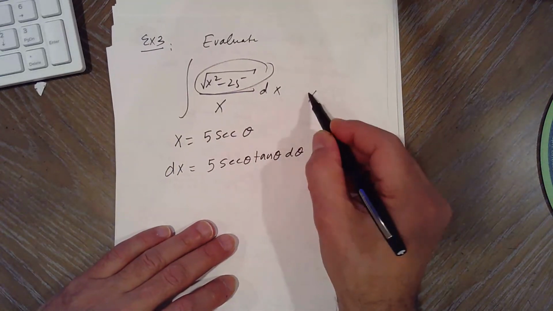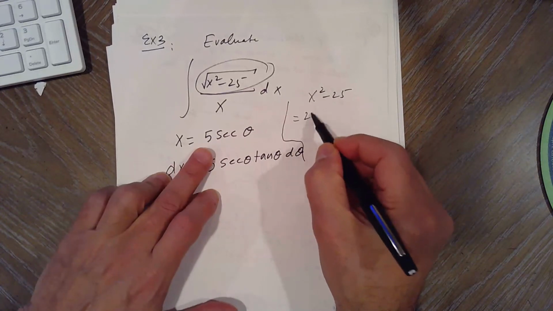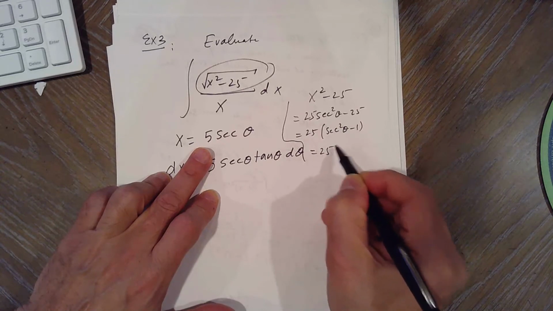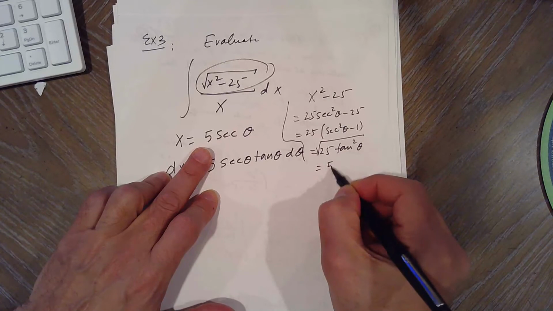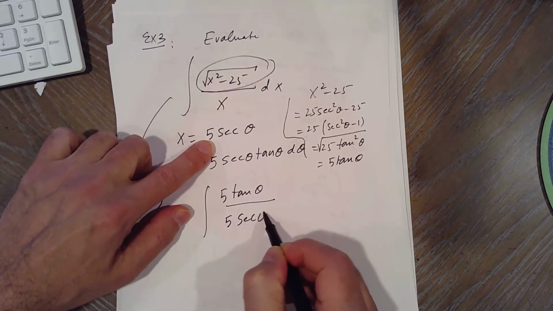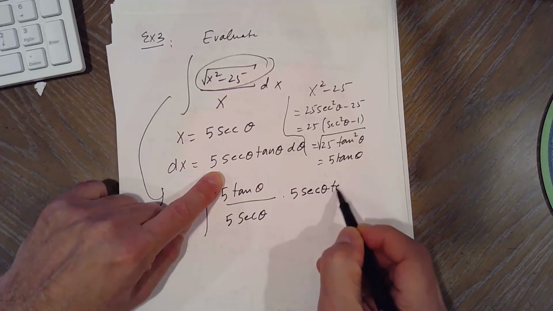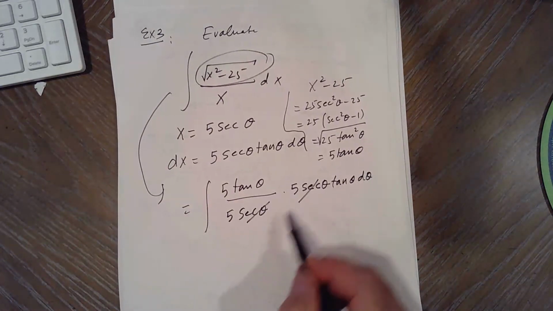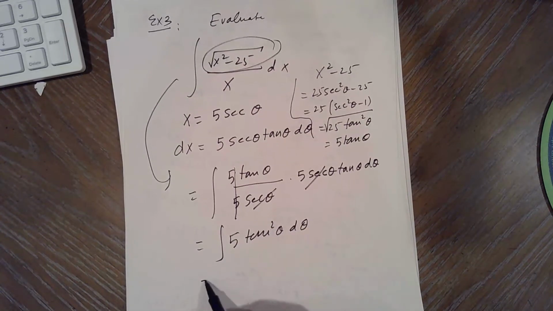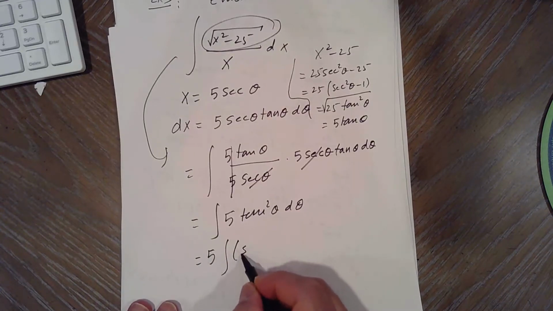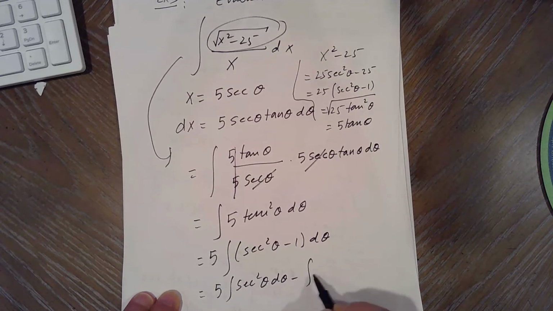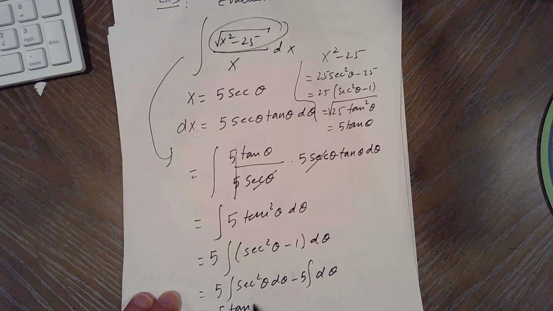So if you look at this guy, x squared minus 25, you would have 25 secant squared minus 25, which is 25 times secant squared minus 1, 25 tangent squared, and if you square root it, you get 5 tangent. So we're going to get 5 tangent theta over x, which is 5 secant theta, and then dx is 5 secant theta tangent theta d theta. So this guy cancels this guy out, the 5s cancel out, and you get integral of tangent squared, which, as we learned from the previous section, tangent squared is secant squared minus 1, which would be integral of secant squared minus integral of d theta, that's tangent, and that's theta.